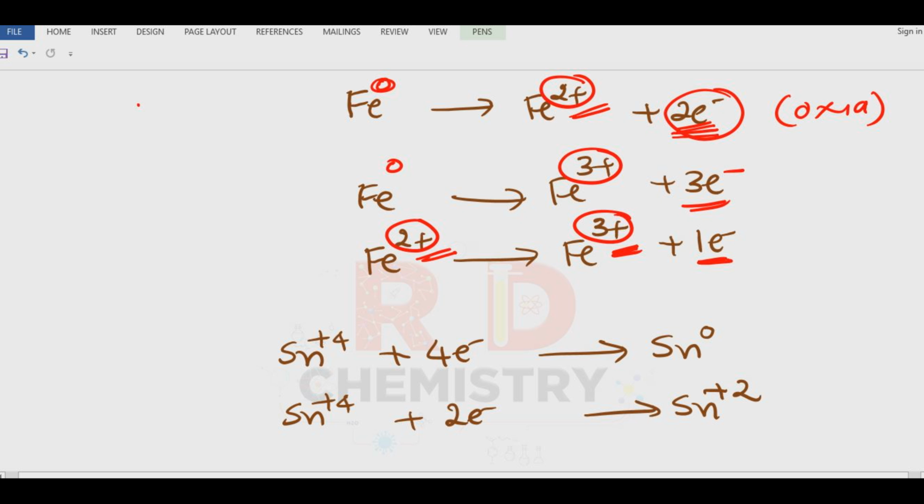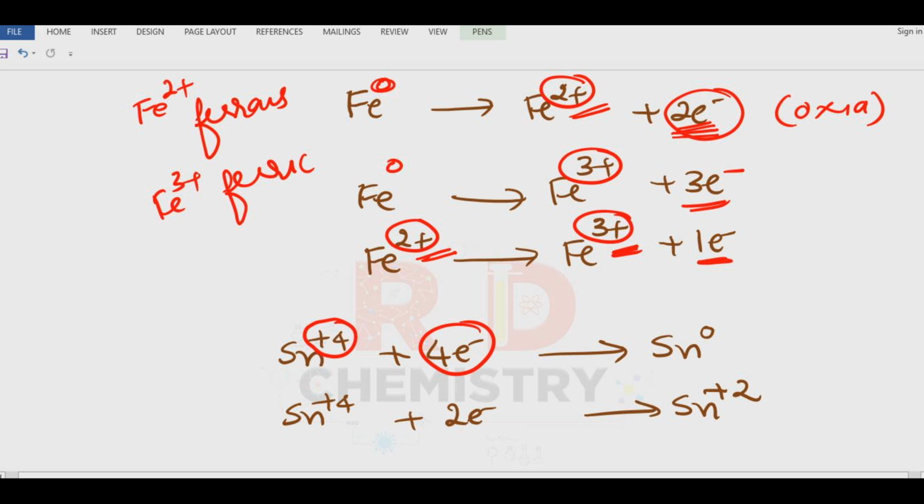Okay, remember Fe is iron, +2 is known as the ferrous ion, and +3 is known as the ferric ion. See the next example, stannic +4 gains 4 electrons. Gaining of electrons is called reduction. +4 -4 is equal to 0. Stannic can also take 2 electrons, reduction, and becomes +2. +4 -2 is equal to +2. So charges are balanced during redox reactions.